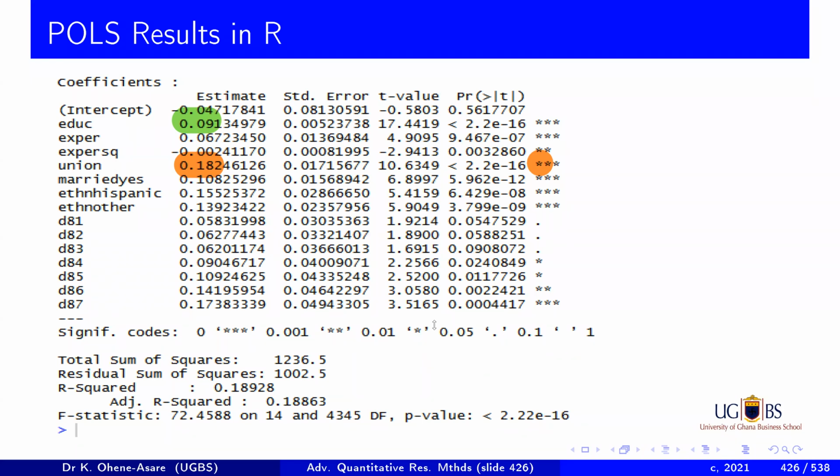Let me take it back to Prince. Remember, this is a continuous variable. Okay, Doc. I would say that on the average, holding all other variables constant, a 1% increase in education will lead to a 9.1% increase in wage. Good. And is this significant at what level?